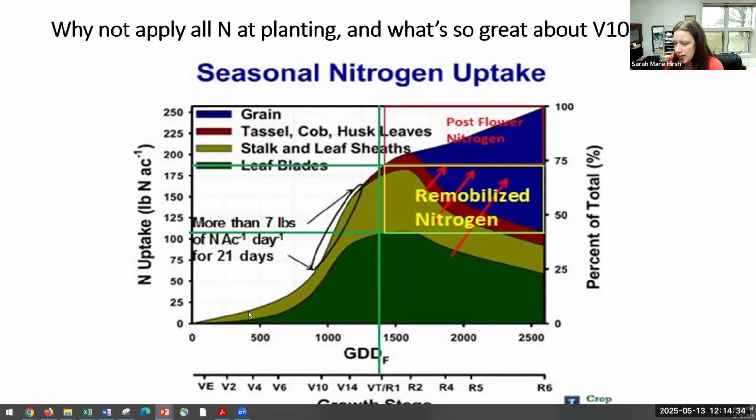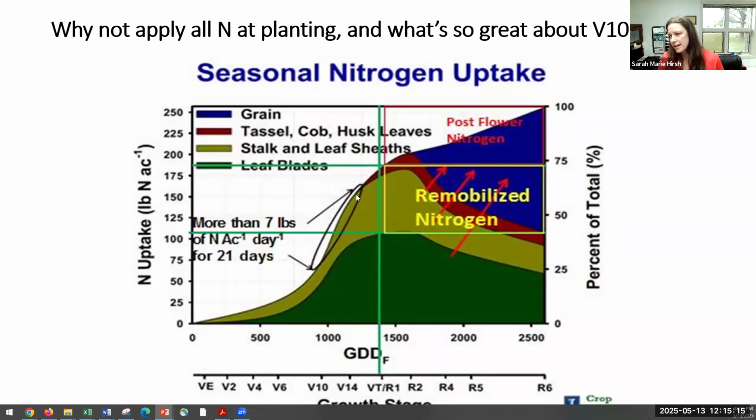And here's just another figure that I like, which is showing how nitrogen is taken up and moved around within a corn plant. So here we could see, if that's planting the corn, we have very little nitrogen uptake at the beginning of the season, and then you have this rapid growth period. So you actually have more than 7 pounds of nitrogen per acre per day for 21 days, right around that side dress time where it's recommended that we apply most of our nitrogen fertilizer for corn. So you have that very rapid growth.